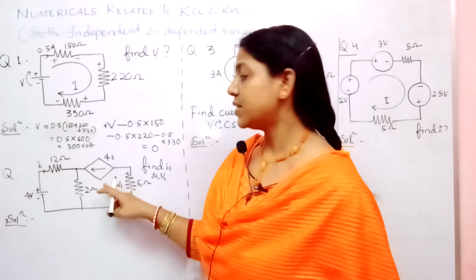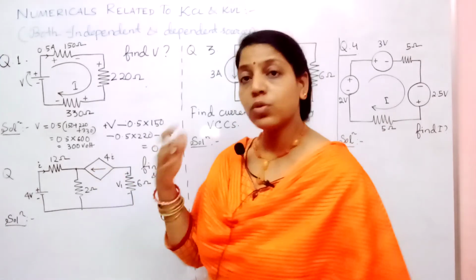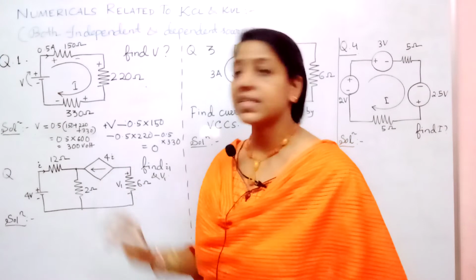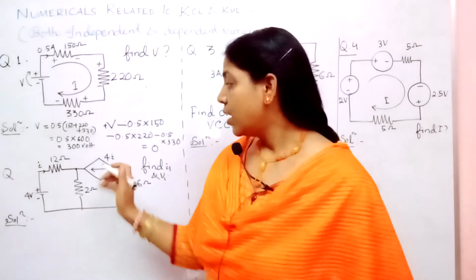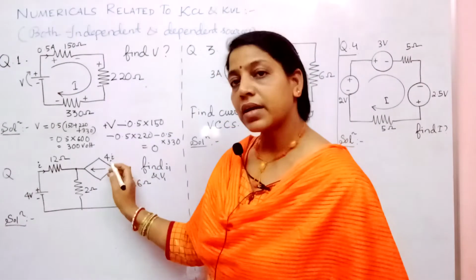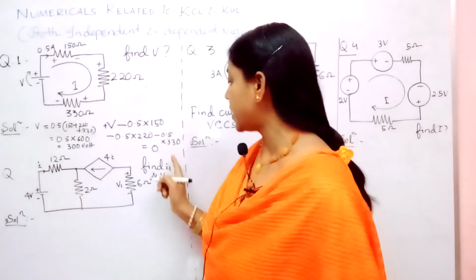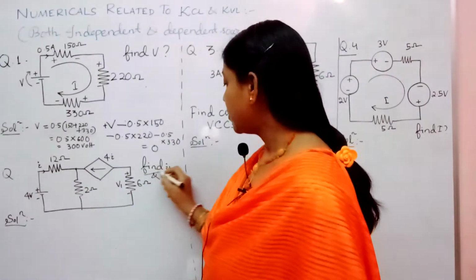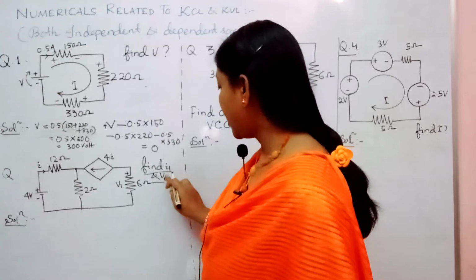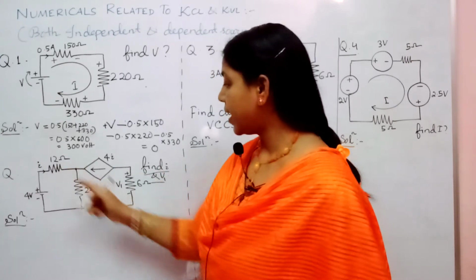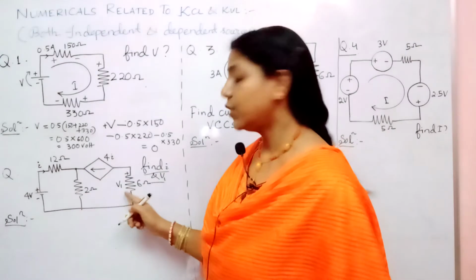Now here you can see how to find out which type of source it is. Whenever there is an arrow mark inside, first of all that is a current source. Now it depends on current. So it is a current dependent current source. Now in this circuit they are asking you to find the current I and the V1. Not I1, that is not present, I. Find the current I and this voltage V1.